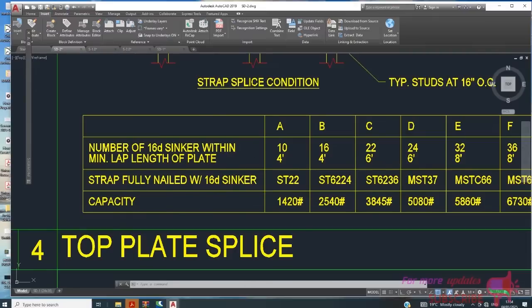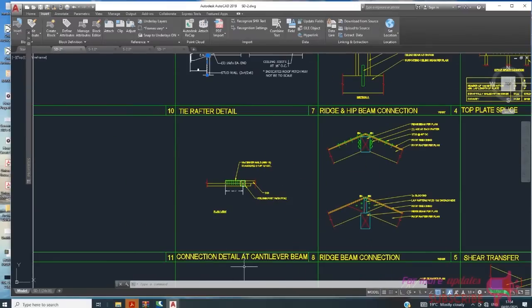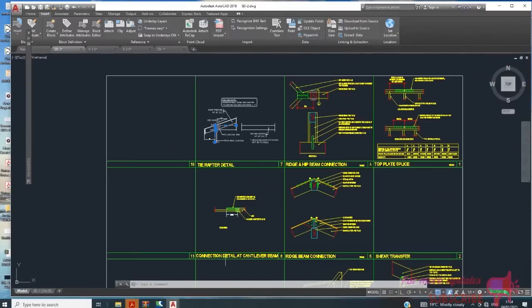Here is a schedule. Connection detail at cantilever beam.